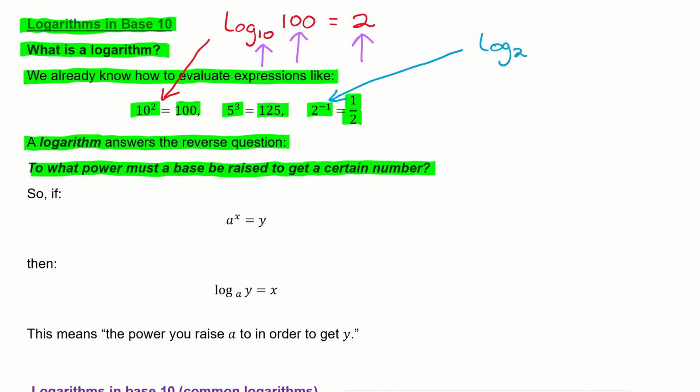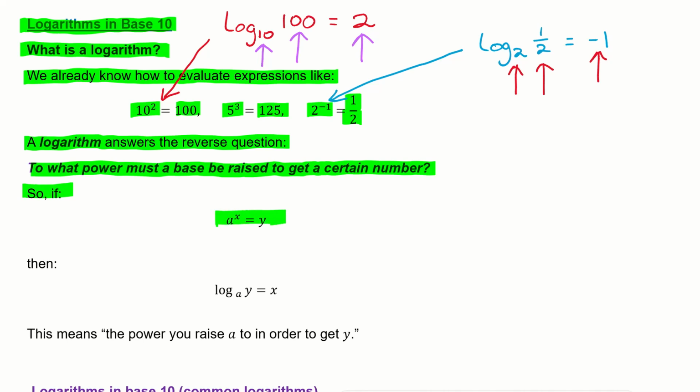We can do the same sort of thing with 2 to the negative 1 is a half. Log to the base 2 of a half is equal to negative 1. It's telling us that negative 1 is the power to which I must raise the base 2 in order to get a half.